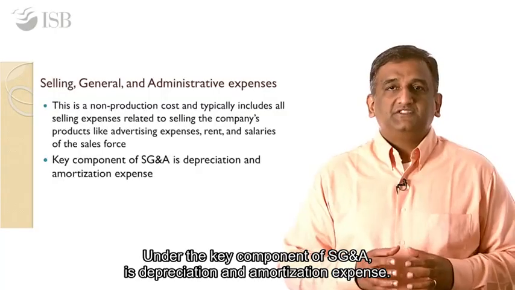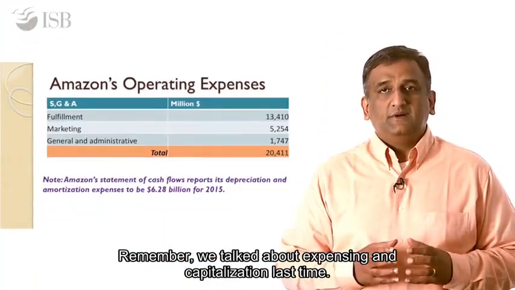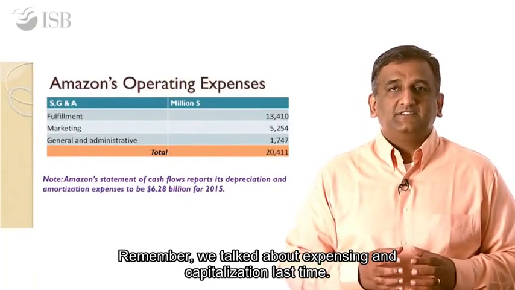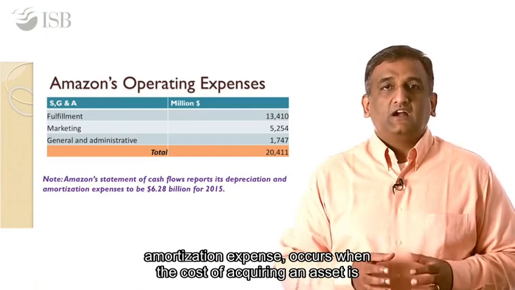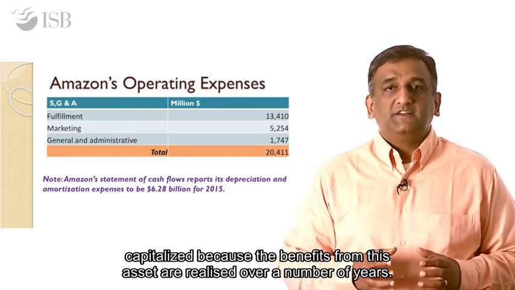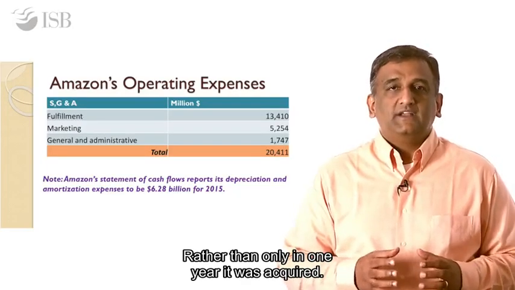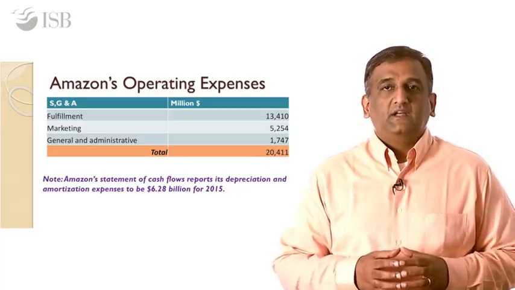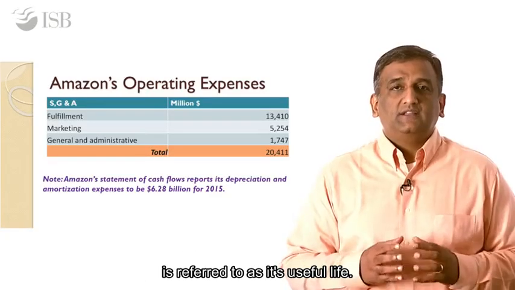Another key component of SG&A is depreciation and amortization expense. Remember, we talked about expensing and capitalization last time. Depreciation and amortization expense occurs when the cost of acquiring an asset is capitalized because the benefits from this asset are realized over a number of years rather than only in the one year it was acquired. The number of years over which the cost of the asset is spread is referred to as its useful life.